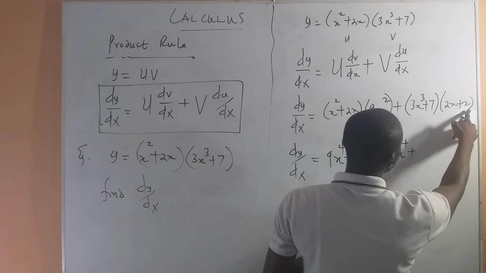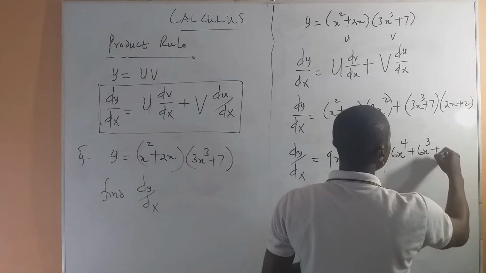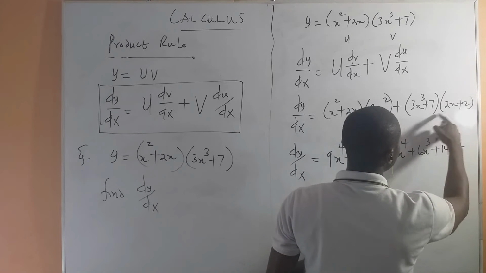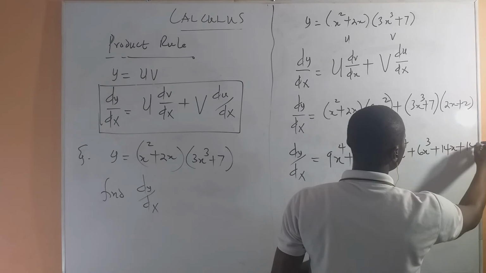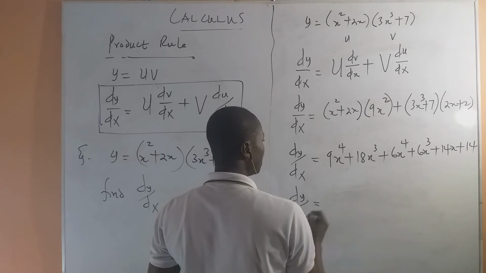Then plus, now we have 3x cubed times 2x, and that will give us 6x exponent 4. Then 3x cubed times 2 will give us 6x exponent 3. Then 7 times 2x will give us 14x. Then 7 times 2 will give us 14. So now we have dy dx here. We now simplify.